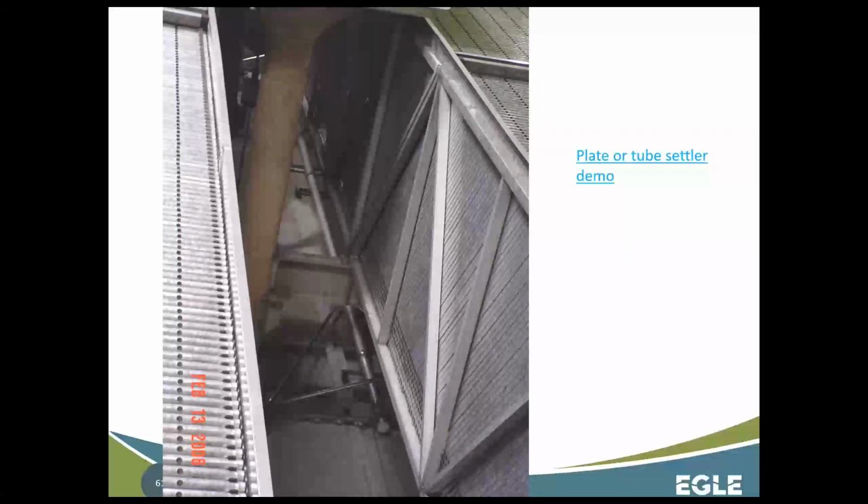And also, you can see these inclined settlers have an advantage because there is just a ton of surface area here. Each one of these is a metal plate. You can see how many are stacked up here. And so basically you can achieve the same amount of settling within a much smaller footprint. If you wanted to accomplish the same amount of settling in a conventional basin, it would have to be significantly larger than what we have here in this inclined plate settler.